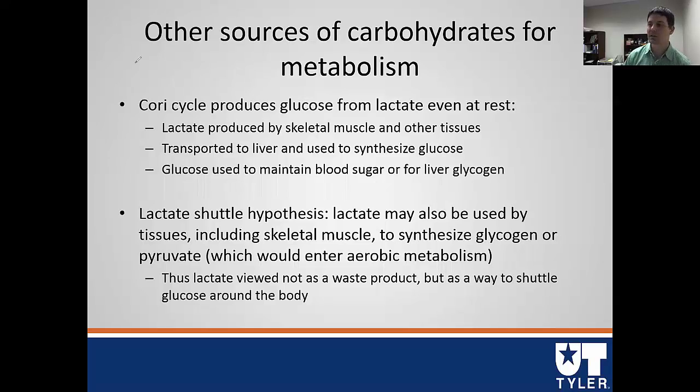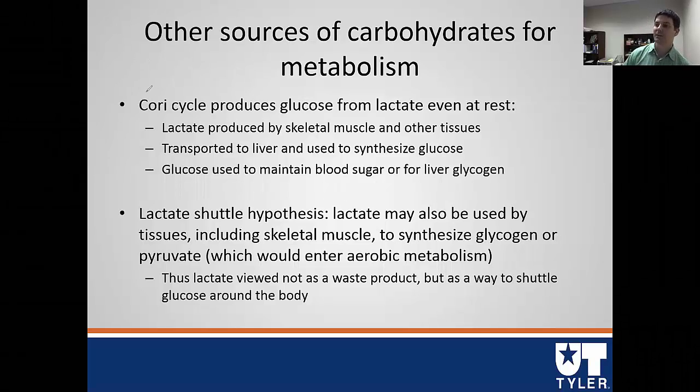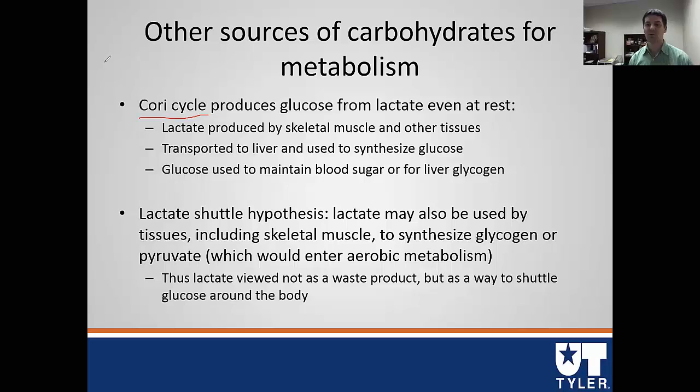We have two sources that are pretty common that I'm going to focus on here. The first is the Cori cycle. The Cori cycle is kind of a cool cycle that I'll show you a picture next, but the idea is that it produces glucose from lactate even at rest. Indeed, we have resting lactate in our blood. We have a resting lactate concentration of about 1 millimolar at rest. This lactate comes from skeletal muscle predominantly, a little bit of other tissues.